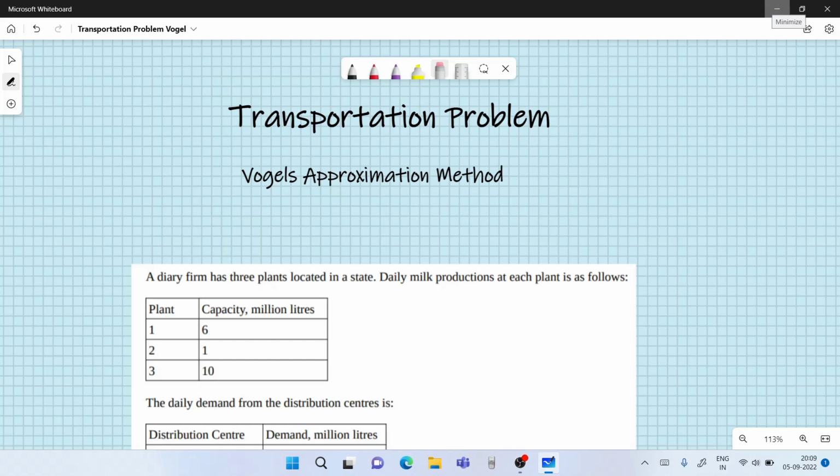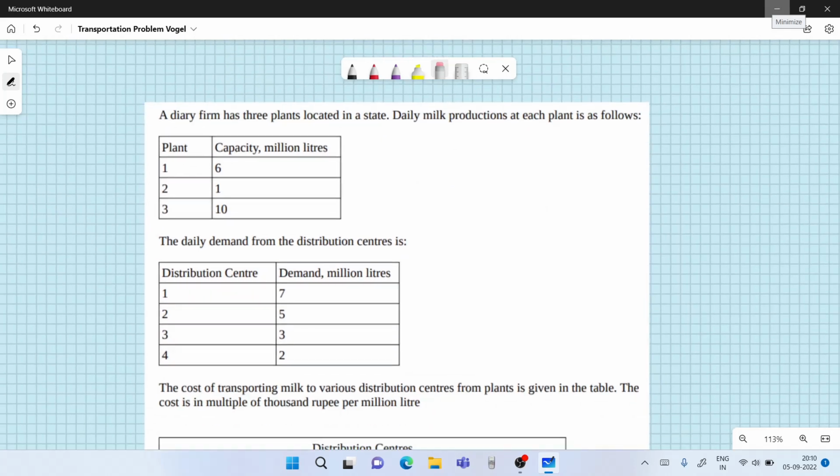Hello friends and welcome to a lecture on operation research. Today we'll be taking up a transportation problem and we will solve it using the Vogel's approximation method. The problem is on your screen.